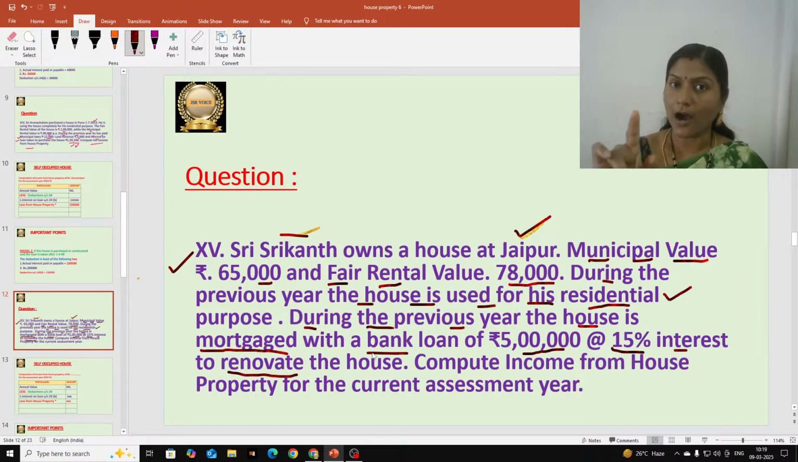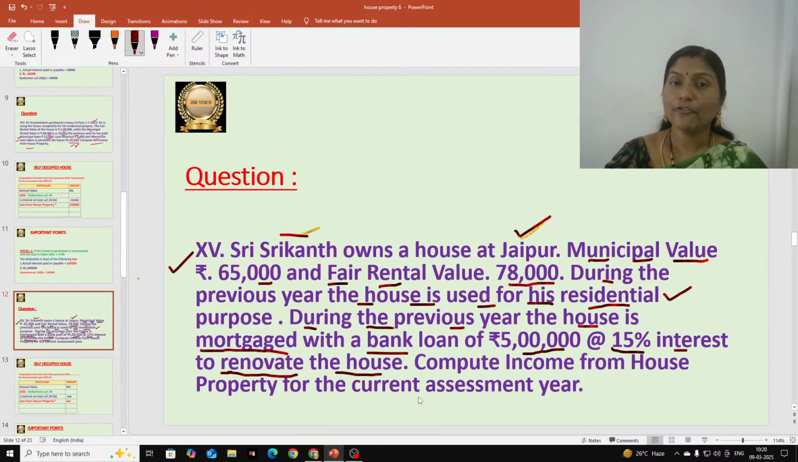To renovate the house. Whenever a loan is taken for renovating, repairing, or reconstructing, then we should take model 3 for giving deduction under section 24 subsection B. Model 1 and model 2 we apply only in case of purchasing or constructing the house. But whenever a loan is taken for repairing, renovating or reconstructing, model 3 will come into the picture. By looking at the simple word renovate, which model are we going to apply? Model 3. Note that point.